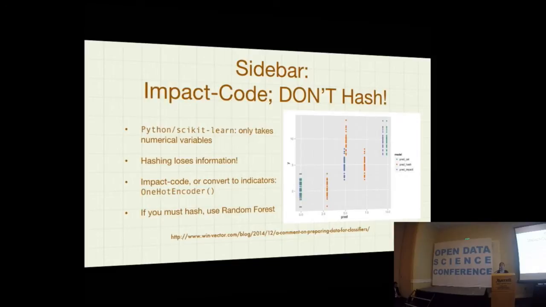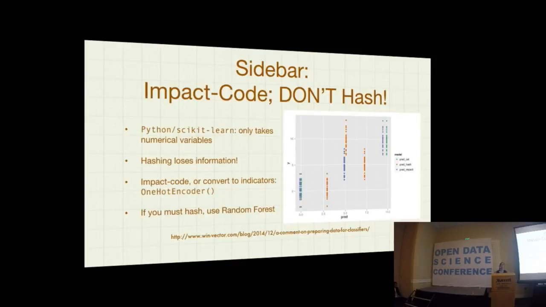Not all systems do that. For example, scikit-learn only takes numerical variables, and it doesn't do any of those translations for you automatically. But it does provide a function called one-hot encoder that can do the conversion of categorical variables to indicator variables by hand. You just have to remember to do that explicitly.